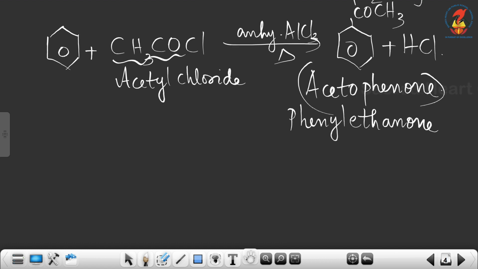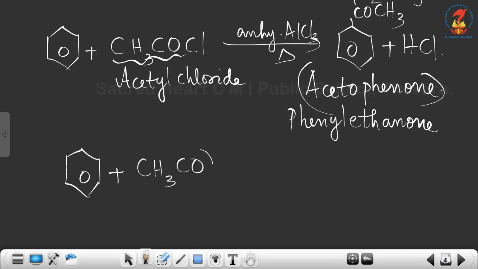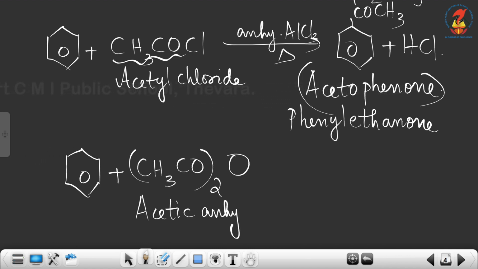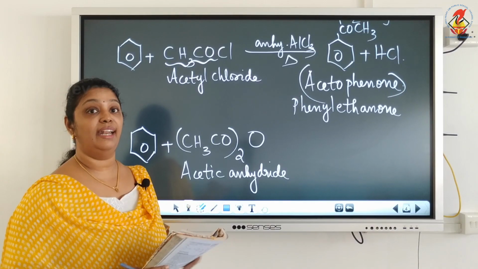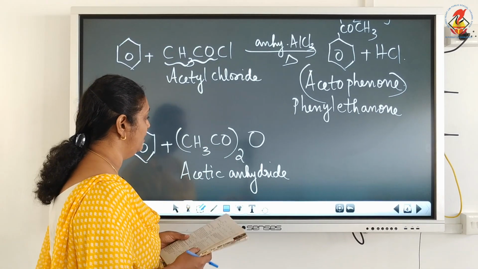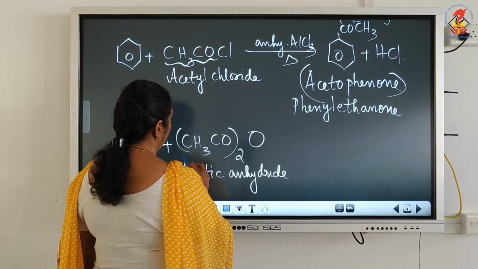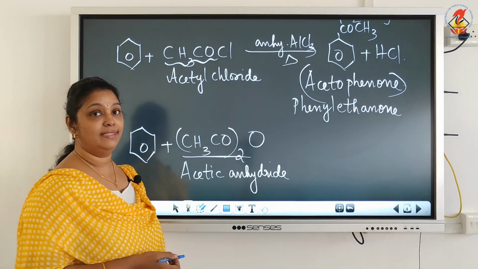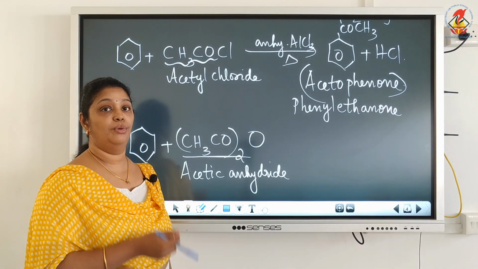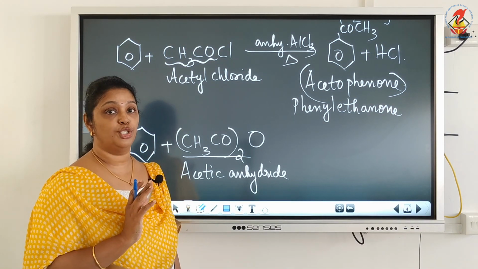Now the next example we will write with acid anhydride. Second example, benzene plus, example for acid anhydride is (CH3CO)2O. This is called acetic anhydride. So these are the examples for acid halide and acid anhydride. This is acetic anhydride and the acyl group is CH3CO. We have 2 acyl groups here. So only one group will get attached to benzene.